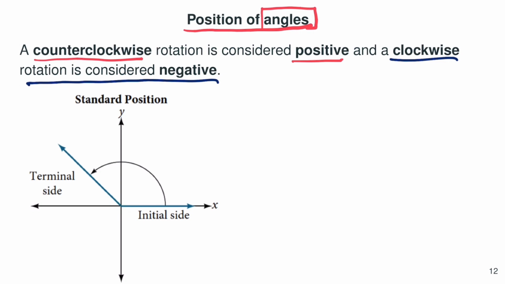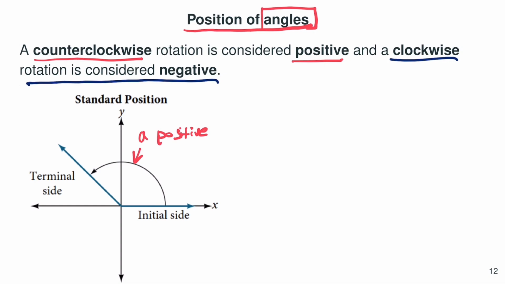So now we label the initial side and terminal side. The initial side is always here, along the x-axis on the right side of (0, 0). This is always the initial side. The terminal side depends on where the angle ends. That's what the word terminal means: ending. Because this went counterclockwise, this is a positive angle.